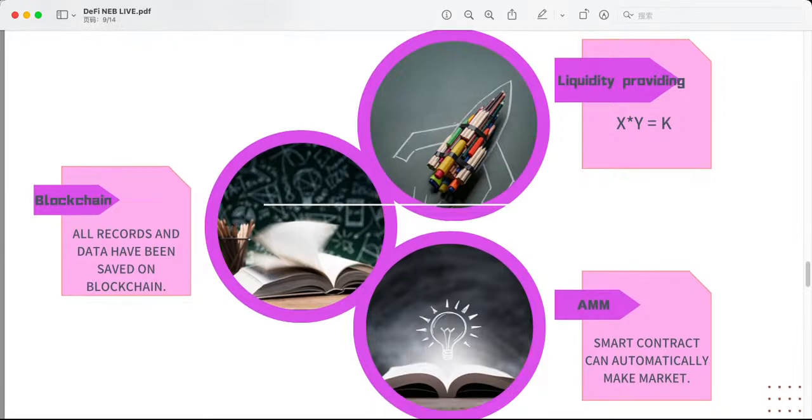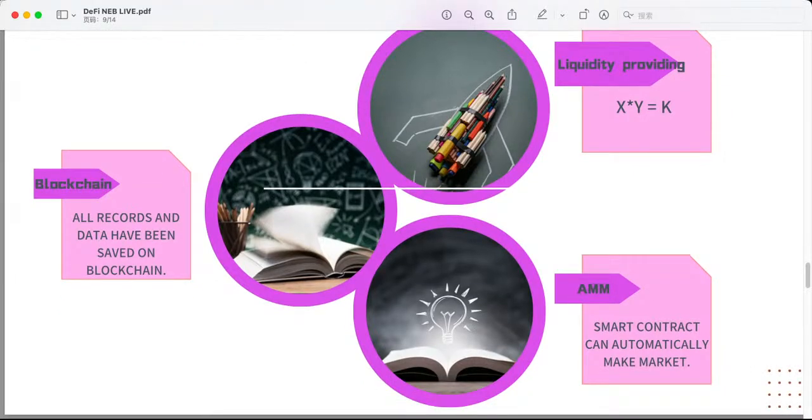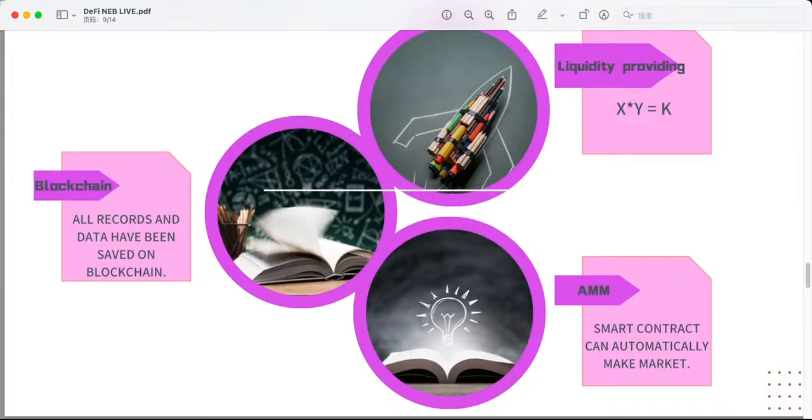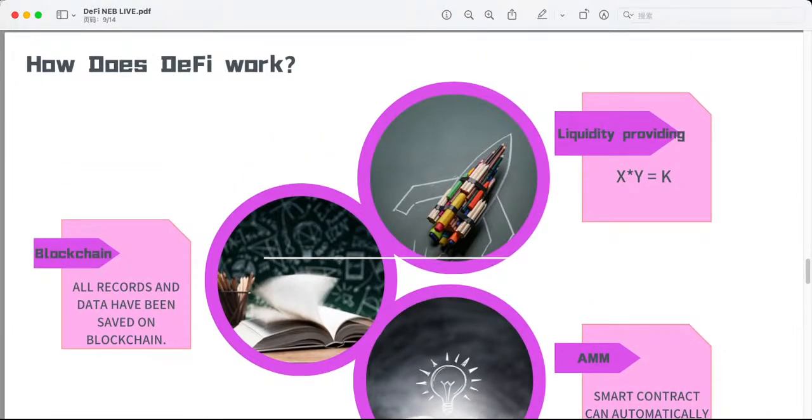And the third very important component of the DeFi process is the AMM. As I said before, an important part of the whole process is that the smart contract can replace the third party to execute the whole process. That's why we call it an AMM: the smart contract can automatically make the market. There is no trader to execute the process; instead of traditional traders, the AMM makes the market. So these three components are very important for how DeFi works.